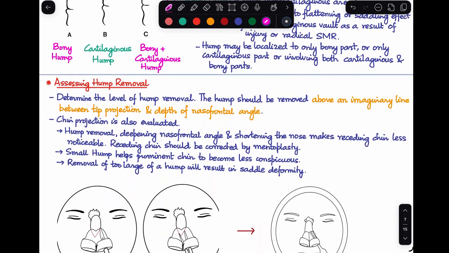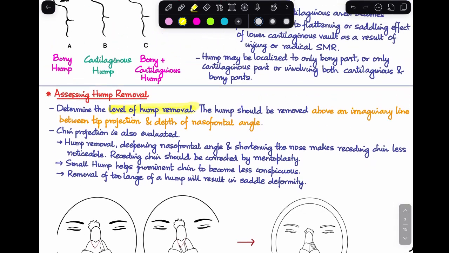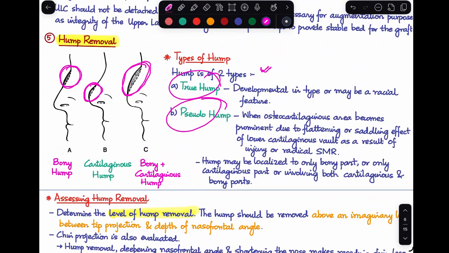So the things that you will be assessing is, first of all, determine the level of the hump removal. Usually the hump is removed above an imaginary line which is passing between the tip projection and the depth of the nasofrontal angle. This is your tip and this is your nasofrontal angle. So an imaginary line passing through this, anything that remains above it is going to be removed. So this is how we determine the level of the hump removal.